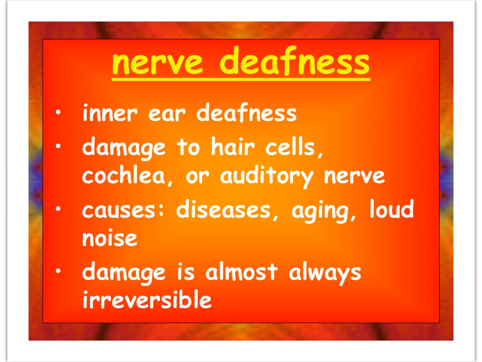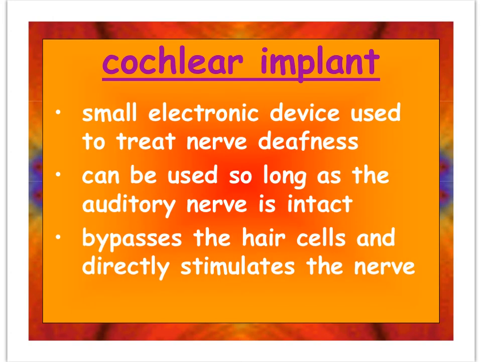In some cases, people can get a cochlear implant. A cochlear implant is a small electronic device used to treat nerve deafness. It can be used so long as the auditory nerve is intact. If the auditory nerve itself is damaged, the cochlear implant's not going to help you at all. But the job of the cochlear implant is to bypass the hair cells in the organ of Corti and directly stimulate the auditory nerve.